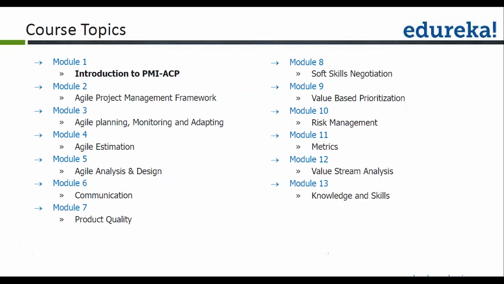Module 8 talks about soft skill negotiations. As an agile team member, how do I communicate with my peers? How do I communicate with the business or with the product owner? The soft skill negotiation aspect comes in module 8. Module 9 is value-based prioritization.